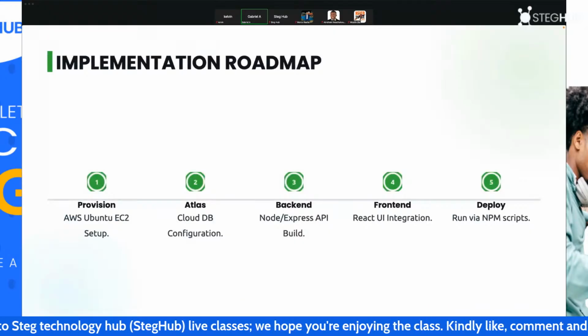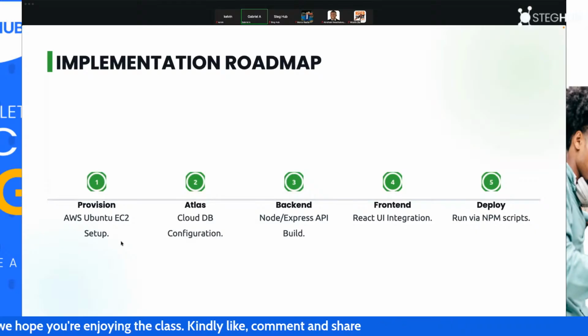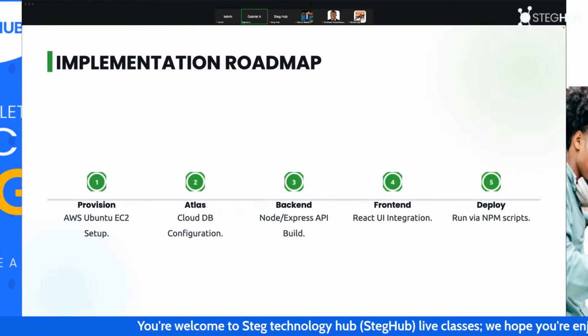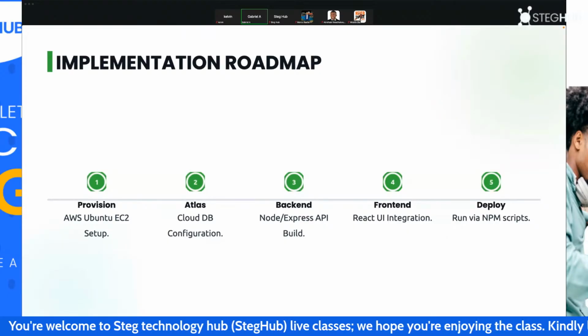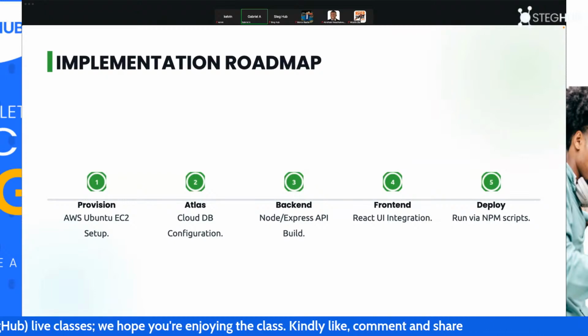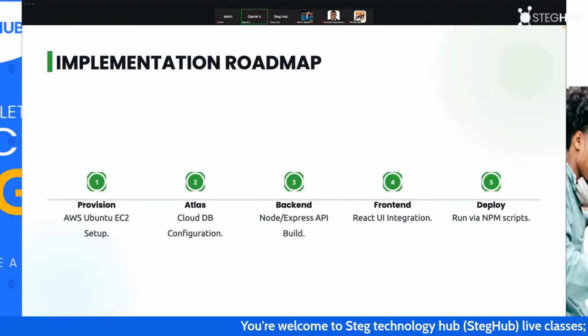So this is the implementation process that we are going to follow. We are going to provision our AWS Ubuntu EC2, then do the creation of the MongoDB cluster and the configuration. We're also going to be doing the configuration of the backend, where we are going to be installing Node and Express, then do the build, and then move to the front-end integration to add our front-end application and deploy via npm script.